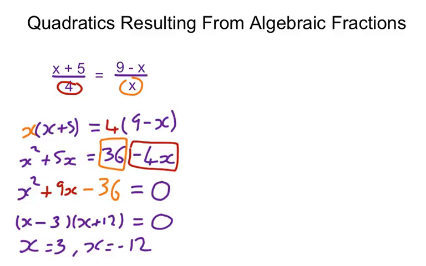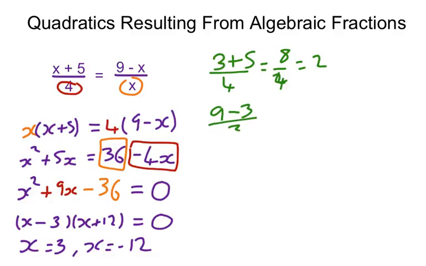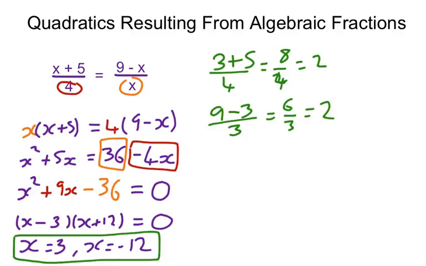We can check these by substituting them into the original equation. 3 plus 5 over 4 is equal to 8 over 4 is equal to 2, and 9 minus 3 over 3 is equal to 6 over 3 is equal to 2. So they indeed work. Similarly, if we were to use minus 12, we would also find that they worked. But x equals 3 and x equals minus 12 are our solutions to the equation.